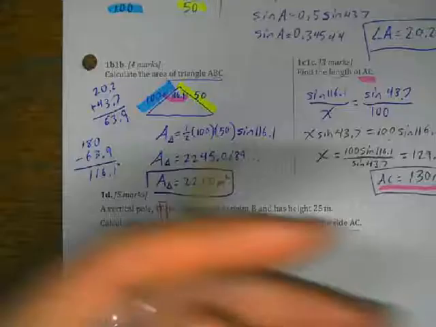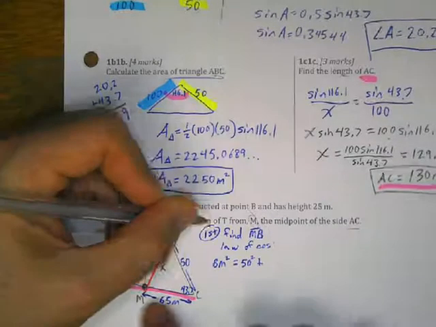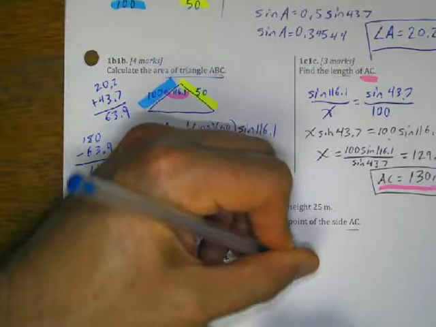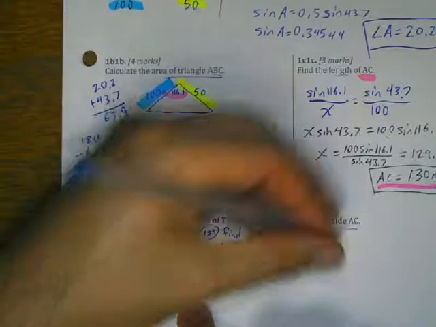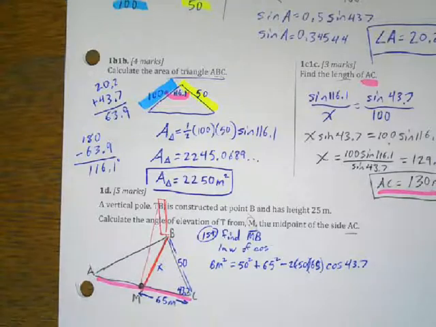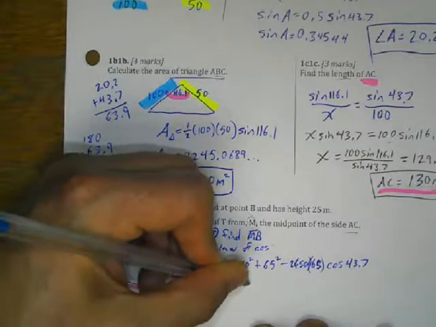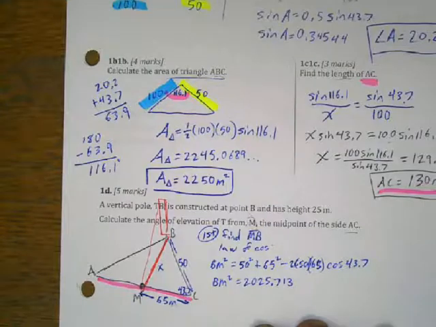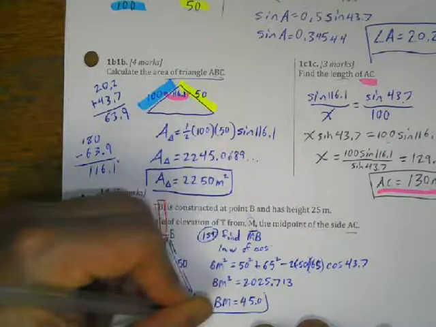So now we're going to put that into action here. This length here is equal to 50 squared plus 65 squared minus 2 times 50 times 65, and cosine of the angle 43.7. Okay, and then I put that into my calculator, and I get BM squared equals 25.713, and then I take the square root of that, and I get the length of BM equals 45.0. Okay, so we're not done yet.